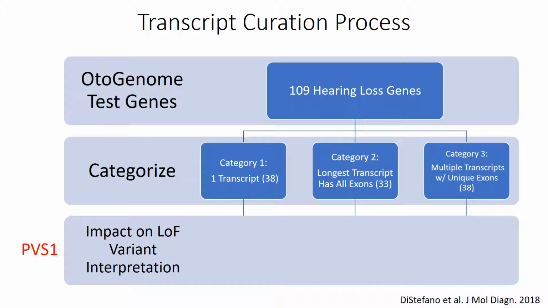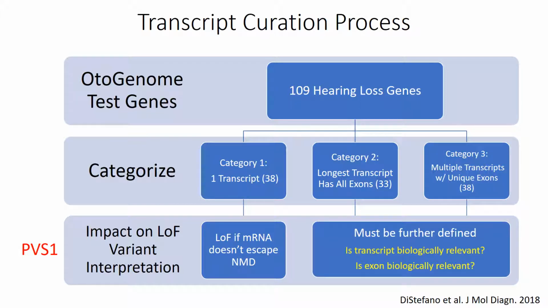So, to put this in perspective in relation to the categories we have, in Category 1 genes, a loss of function variant would be true loss of function if it doesn't escape nonsense-mediated decay. For Categories 2 and 3, more curation must be done before a loss of function variant can be determined to be loss of function. Is the transcript of the loss of function variant biologically relevant? Is the exon where the predicted loss of function variant is located biologically relevant, or is it predicted to be spliced out?